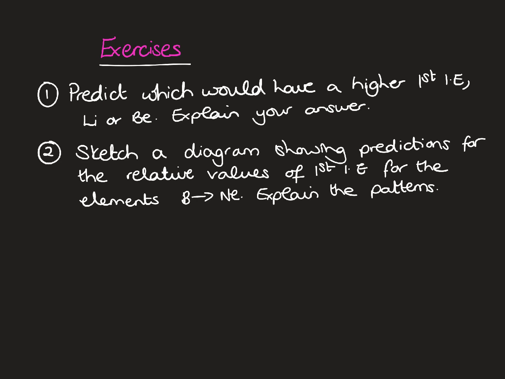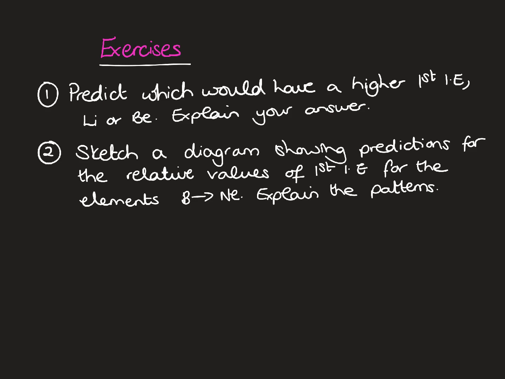So question 1 is asking you to predict which would have a higher first ionisation energy, lithium or beryllium. So here you need to be making a comment about the outer electrons being in the same orbital. In this case, these are 2s electrons that are being removed. So you need to say that you have got an increase in the number of protons in the nucleus. You have got a decrease in atomic radius because we see that going across the period, and that therefore the electron that is being removed for beryllium is harder to remove than the one for lithium. So you would expect beryllium to have the higher first ionisation energy.